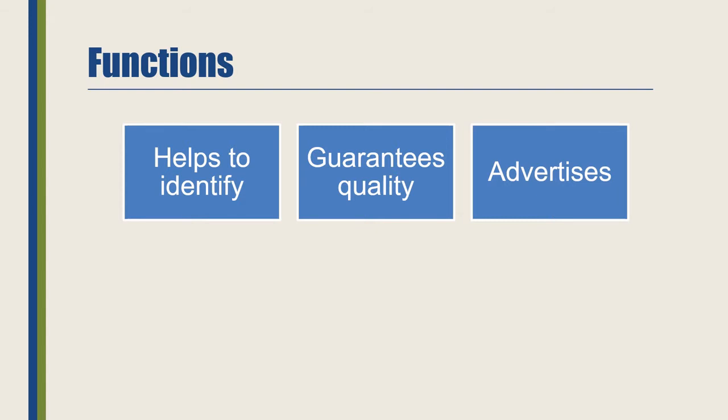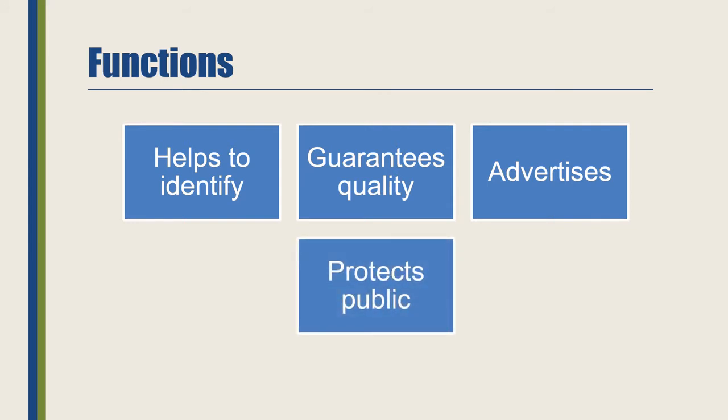Now, the trademark guarantees the quality of the product, isn't it? We are buying a particular brand because we know about the quality which it guarantees. Then the trademark advertises the product. These are the main functions of a trademark, and it also plays one more very important function, that is, it protects the public. How does it protect the public?